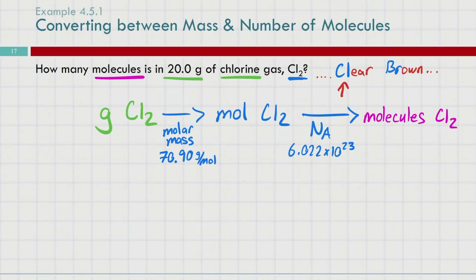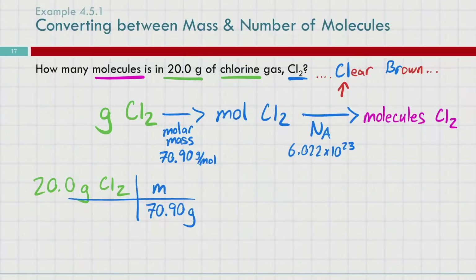All right, so starting with 20.0 grams of Cl2, we have grams. We want to get rid of grams to go to moles, so we're going to divide by our molar mass. That'll put the grams on the bottom. The moles will flip up to the top. So we can see that our grams will cancel out.